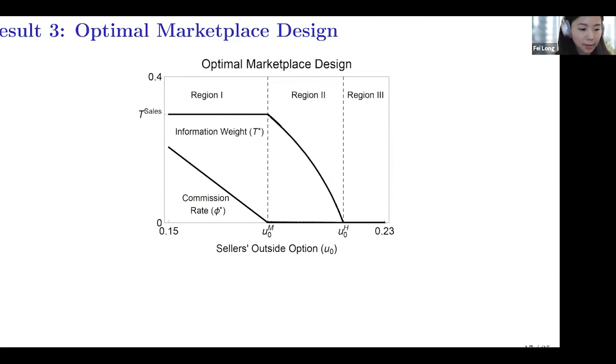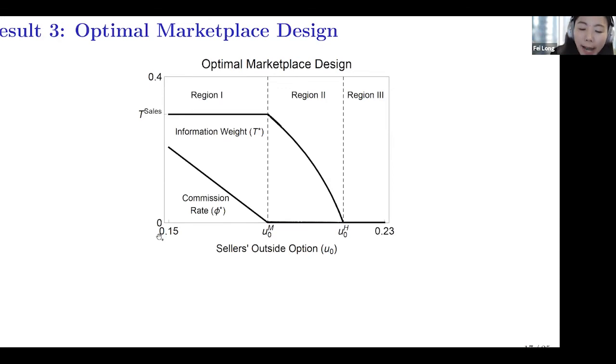Let's cut to the final question, optimal marketplace design. Okay, so here the platform has two levers. First is this information weight, in other words, how the seller's bid will influence organic ranking. And second is the commission rate. And as you can see here, the x-axis is the seller's outside option. So this is their alternatives. If I don't sell on Amazon, where else could I go? How much can I get? And as we move to the right, the seller's outside option gets bigger, which means their alternatives are getting more attractive. And you will see here the key insight.